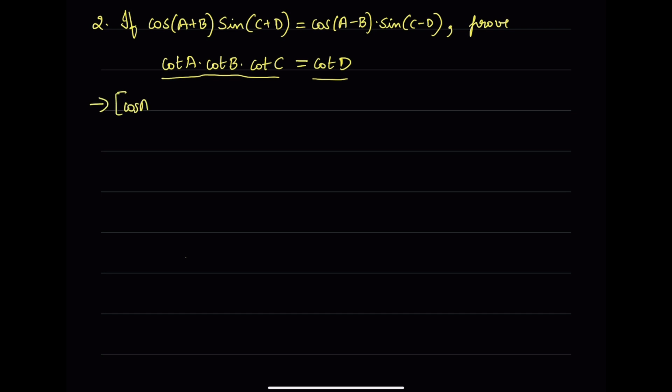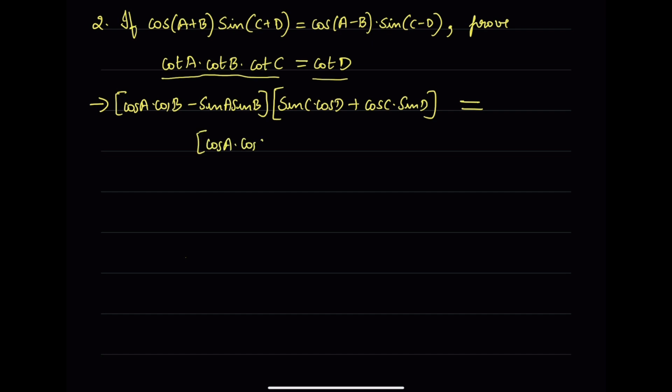So which is cos A cos B minus sin A sin B, multiplied by, now let's apply the formula of sin of C plus D, which is sin C cos D plus cos C sin D. This is equal to, now cos of A minus B is cos A cos B plus sin A sin B, multiplied by, now sin of C minus D is sin C cos D minus cos C sin D.